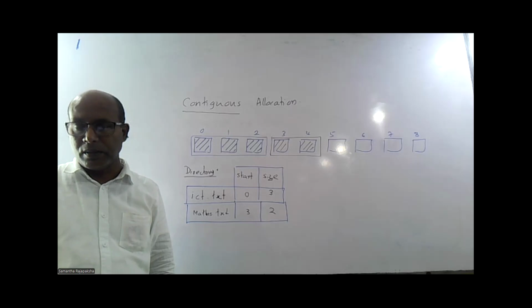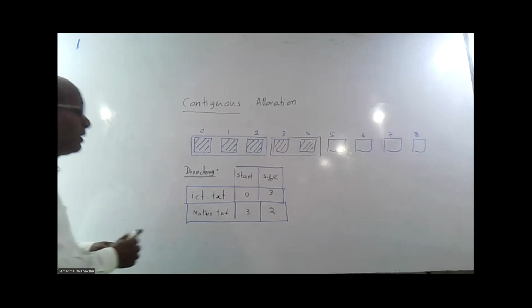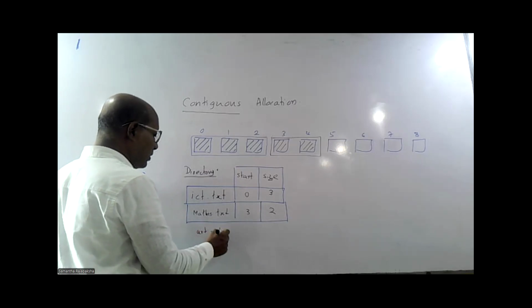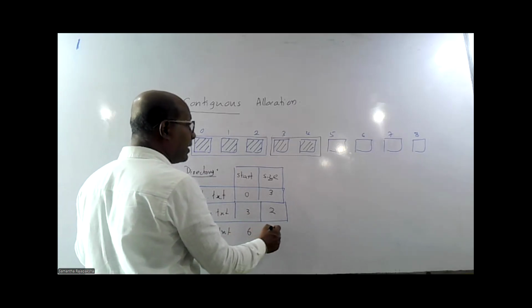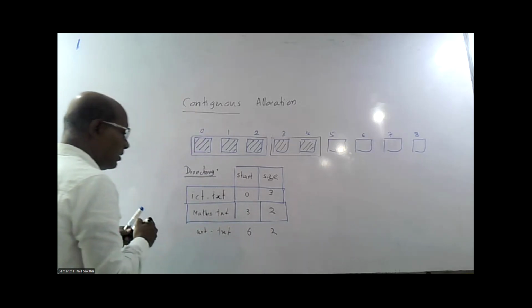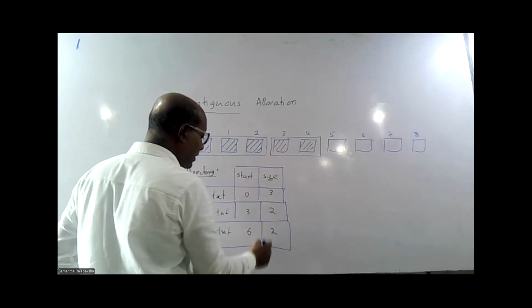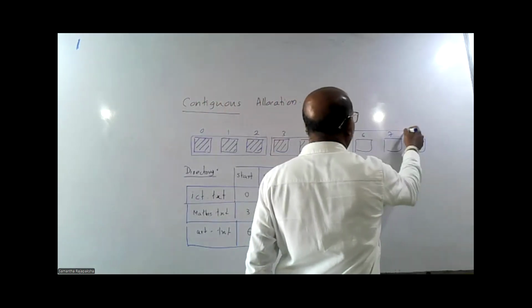Can you show me another example, sir? Yes. Now, let's say there is another file, art.txt. Let's say we allocate starting at block number 6 and again 2 blocks. That means the file starts at block number 6 and 2 blocks will be allocated, so these 2 blocks will be allocated.